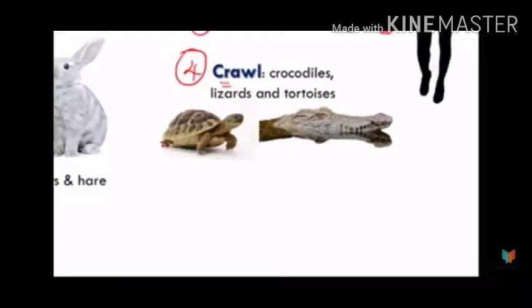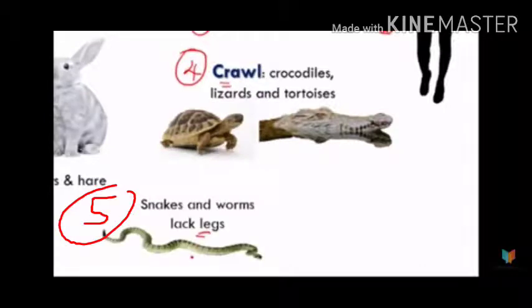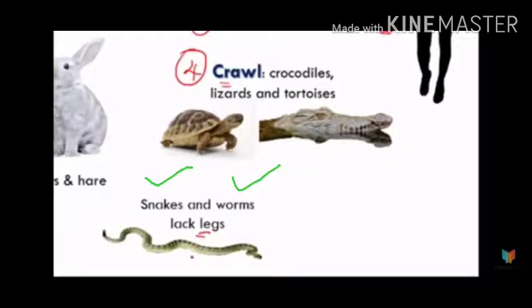If you see the next one, that is the animal that crawl. Crocodiles, lizards, tortoises, which have very short limbs. Because they have very short limbs, they can't run, so they crawl on land. Children, we have another type of animal that does not have limbs at all. Do you know which are those animals? Such as snakes as well as worms.